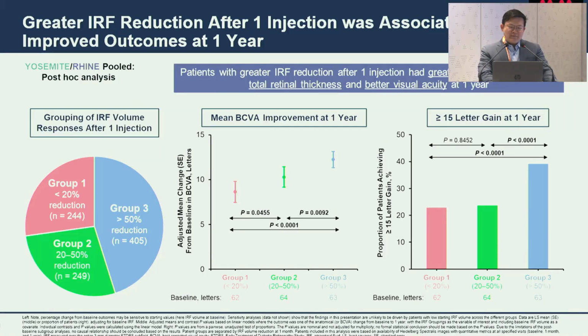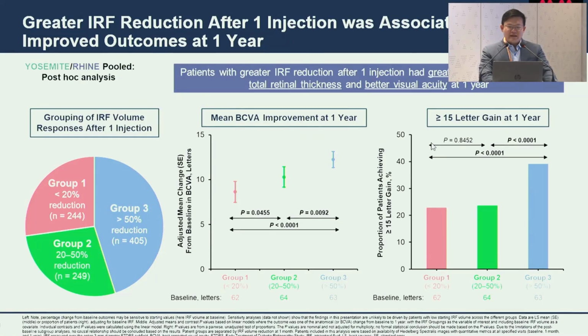And here, the outcome was an improvement at 1 year, and the groups were a little bit different. You don't expect so many patients reducing 50% IRF volume after 1 injection, but there was still 400 patients, so that's slightly around 40%, a bit more than 40% of the cohort. And if you look at the best corrected visual acuity improvement at 1 year, again, there was a statistically significant difference between groups, where the groups that had a greater improvement after first injection had a greater improvement in mean best corrected visual acuity at 1 year.